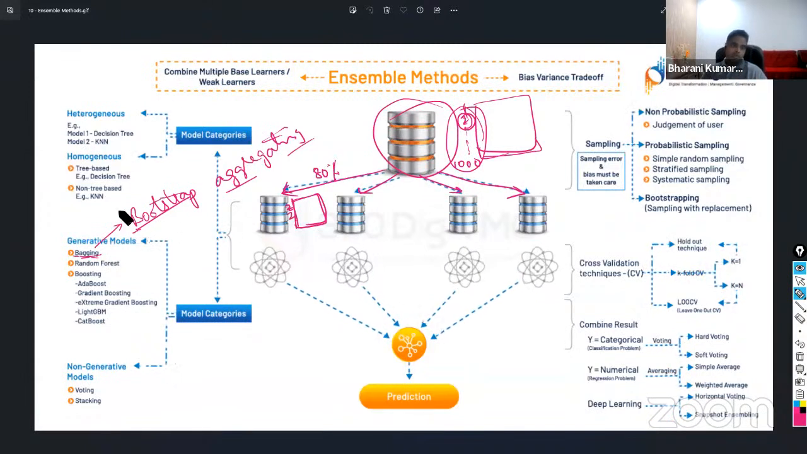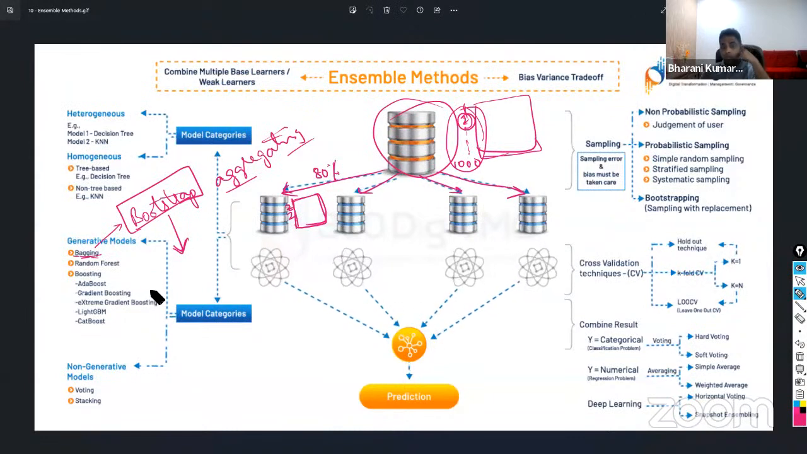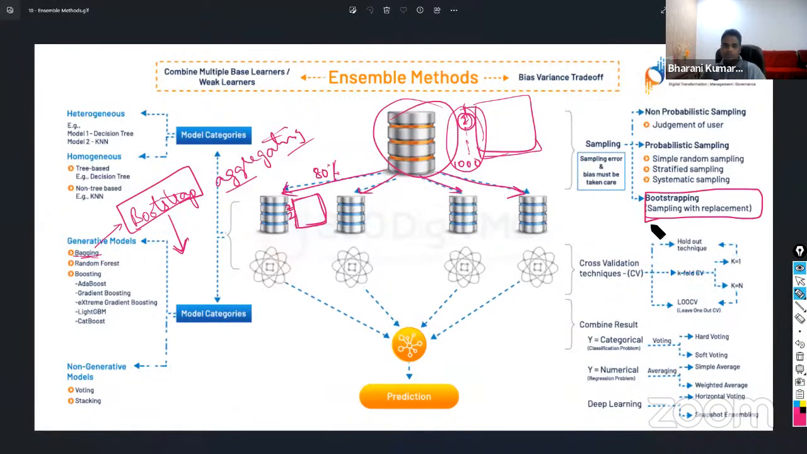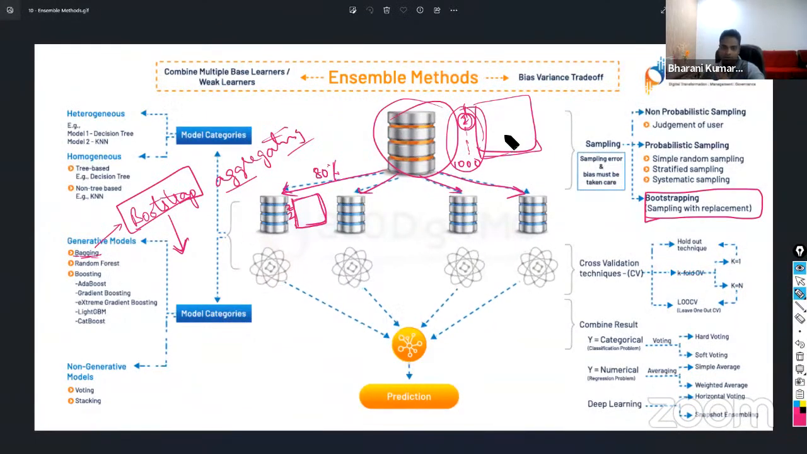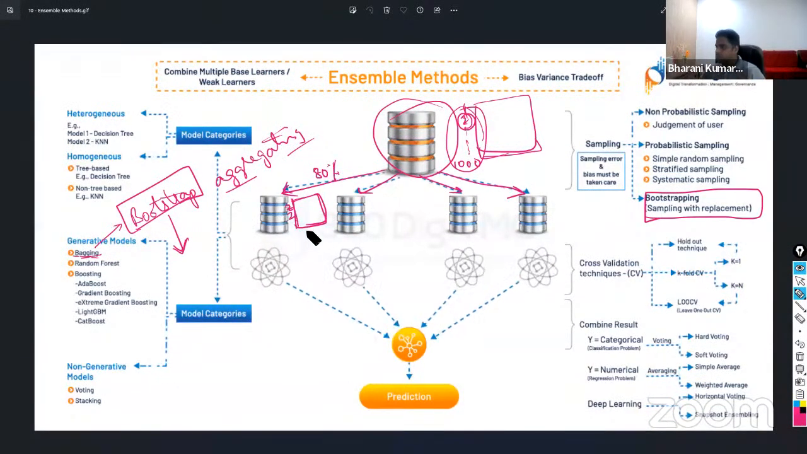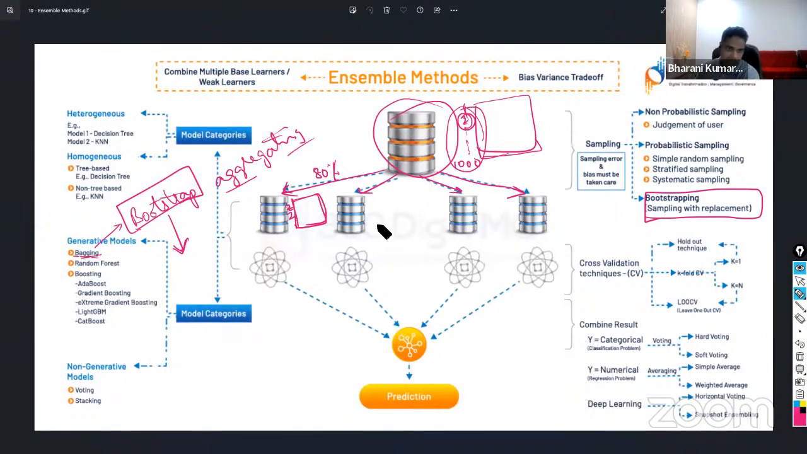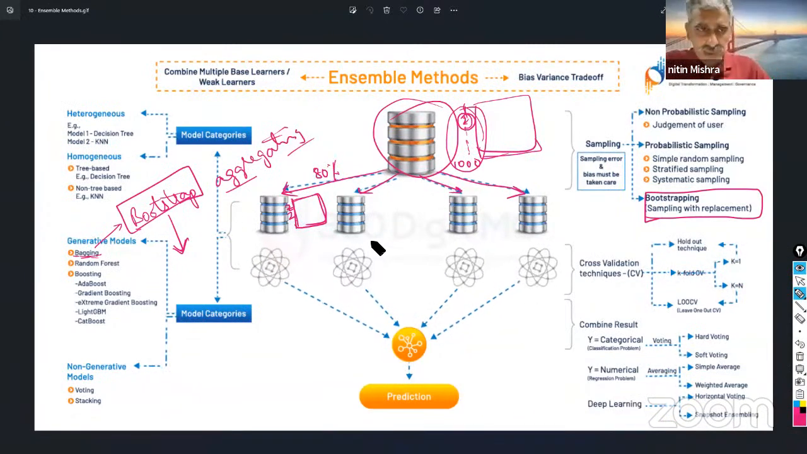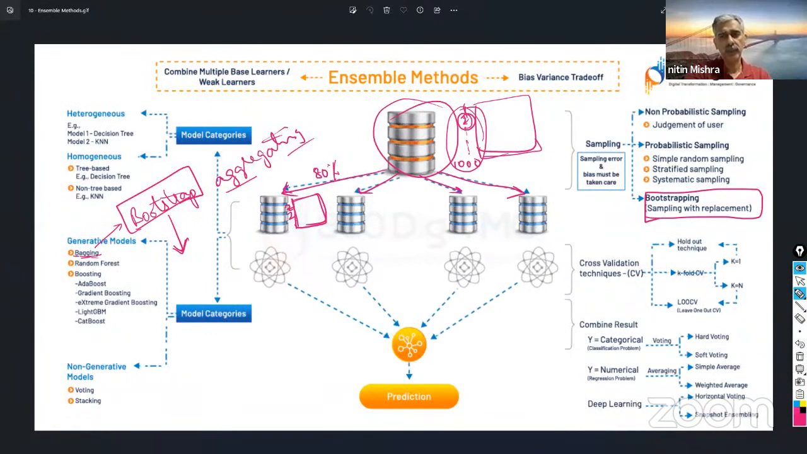That's called bootstrap sampling. Bootstrap sampling means sampling with replacement. So whatever observation you take, you once again replace it back into your data set, and then randomly pull the next set of observations. So that's called bootstrap sampling, or bagging. Obviously, bagging is not as good as a scenario where we are sampling without replacement.